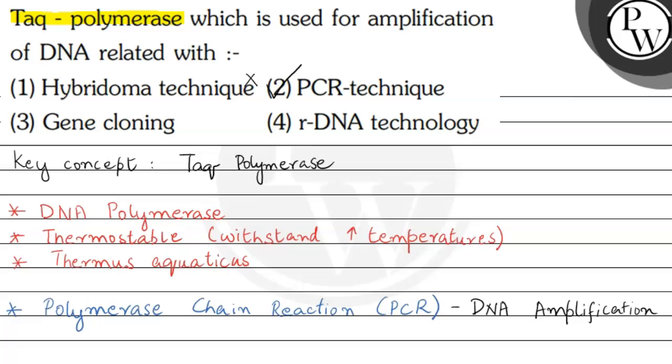And the third option says gene cloning. In gene cloning, we do not need Taq polymerase because we do not require a very high temperature. In fact, in gene cloning, we require enzymes like restriction endonucleases and DNA ligases. Taq polymerase is not required. And in the fourth option, we have recombinant DNA technology. Again, in recombinant DNA technology, we do not require Taq polymerase, but instead we require restriction endonucleases, which play an important role in recombinant DNA technology or the rDNA technology.